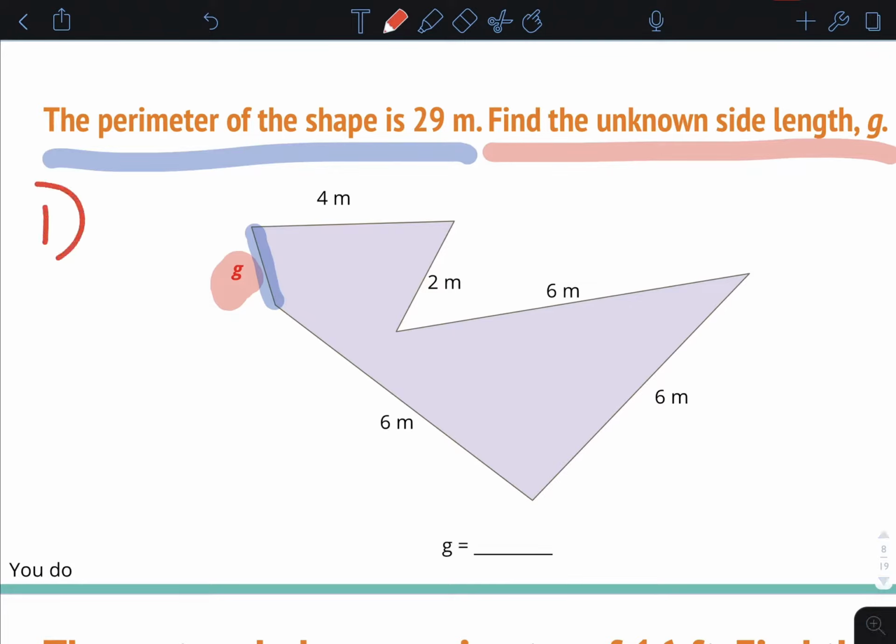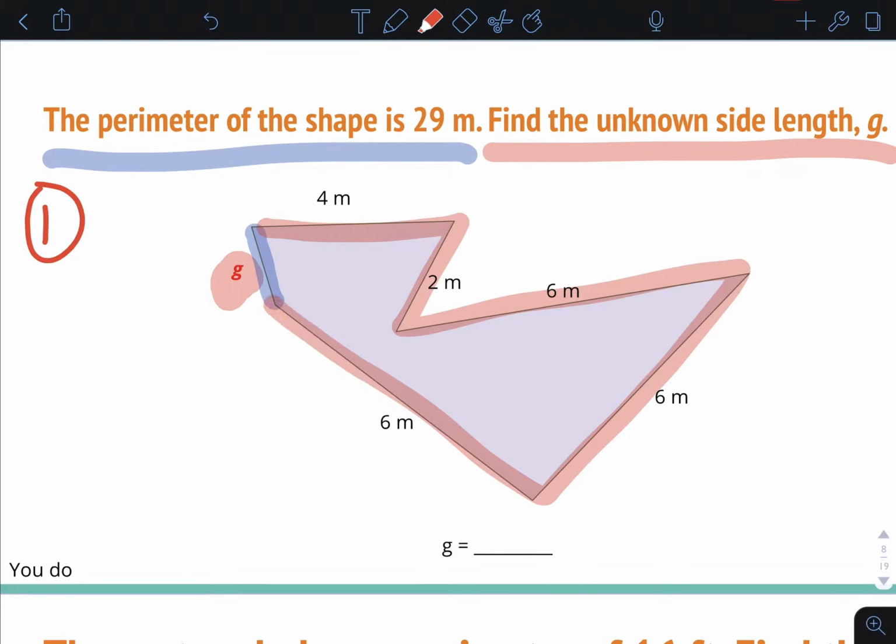The first step is add up all the sides you know. For this problem, that's going to be all of these sides, right? So step 1, add up what you know. We have a 4, 2, 6, 6, and 6. That's going to add up to equal 24.